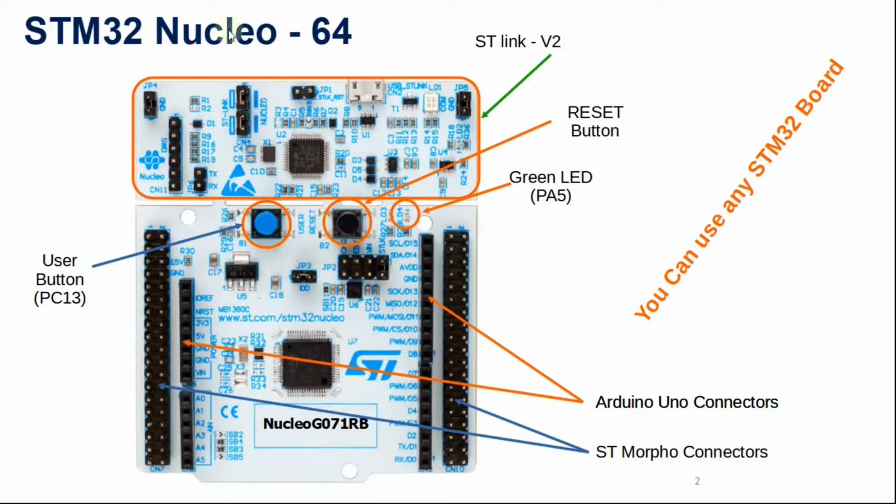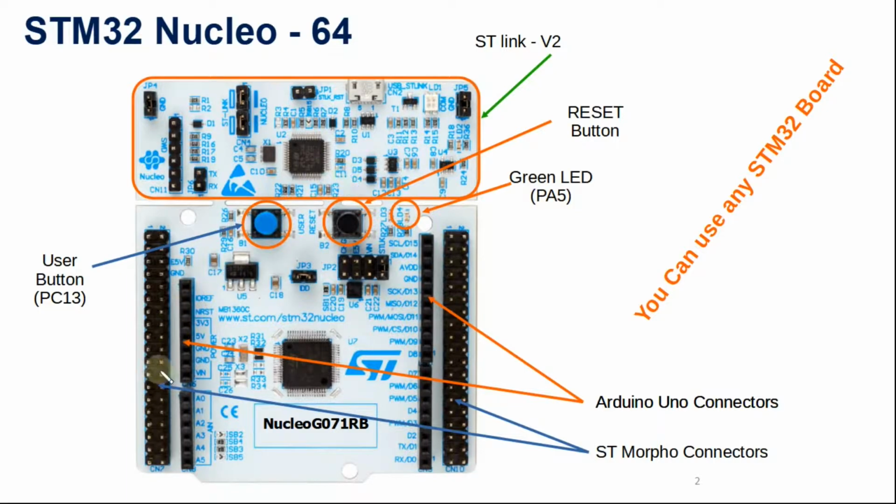If you look at some of the features of the Nucleo 64 board, on the top of the board we have an ST-Link V2, which will be used for both programming as well as debugging. The board also provides the user button, which is blue, connected to PC13. Then we have one reset button which will be used to reset the microcontroller, and we have a green LED named LD4, which is connected to PF1.